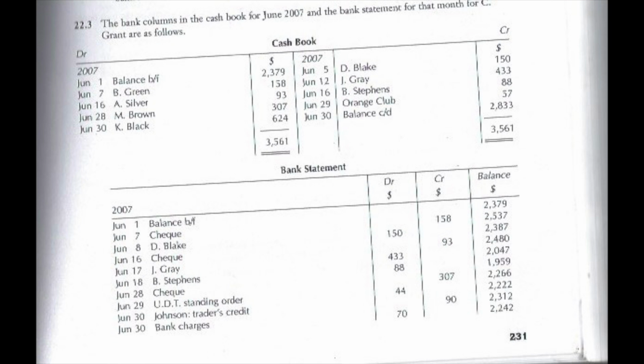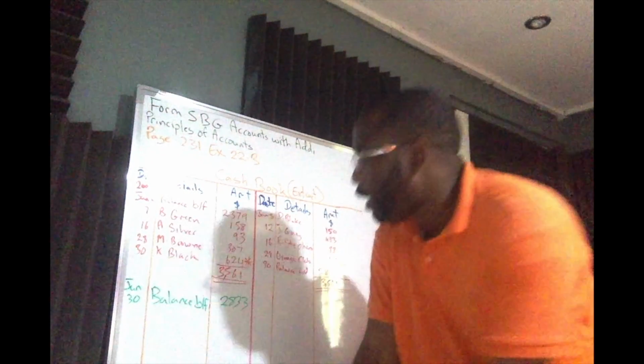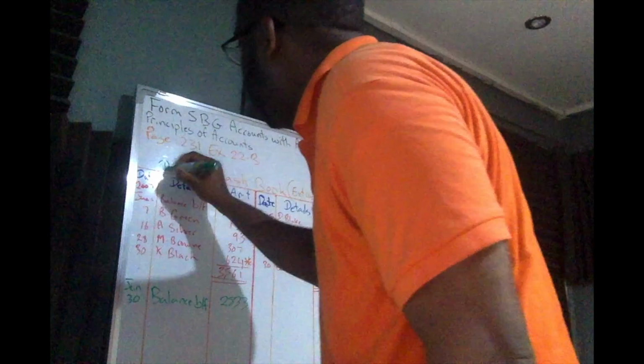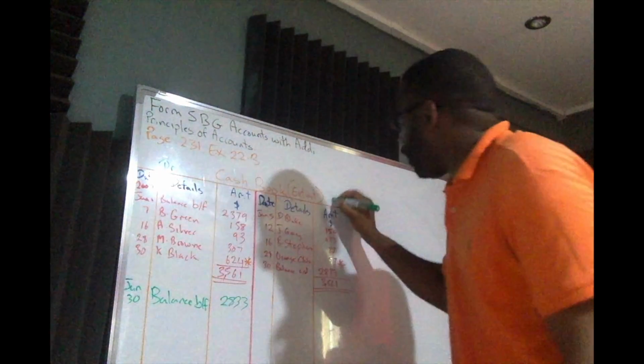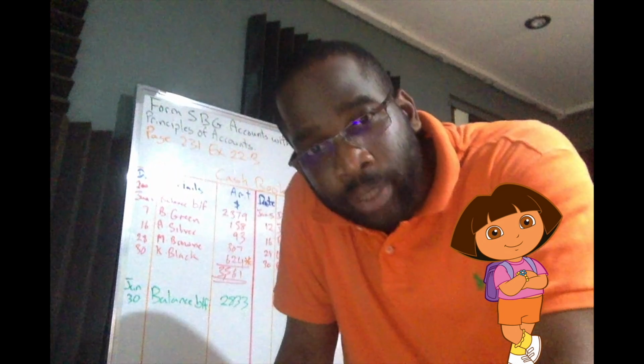It says June 30th, Johnson Trade credit $90. So that money is coming in. Where in the cash book do you think we put the $90? Will we put it on the debit side of the cash book, on this side, or would we put it on the credit side of the cash book? Waiting for your response.